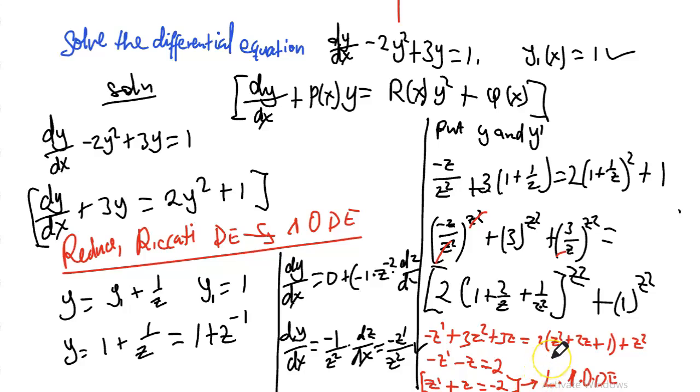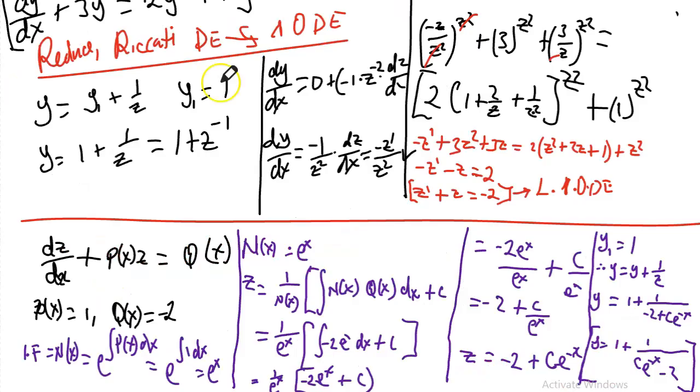Now we'll go ahead, after getting this, to find the integrating factor and find the general solution of the Riccati differential equation. Integrating factor, we will have y equals 1 plus 1 over c exponential negative x minus 2. Go through it so that you know what has happened here, because I only wanted the video to be 15 minutes.